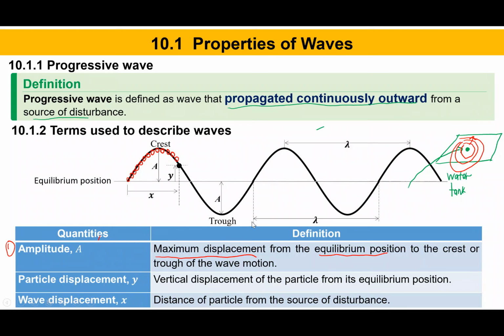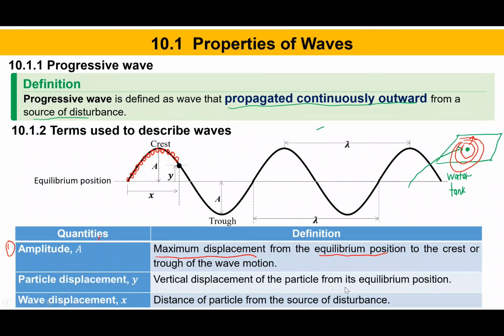So first kita tahu equilibrium position apa. Second kita tahu amplitude tu apa. Third kita ada crest. Crest adalah puncak yang berada di atas. Throw puncak berada di bawah. Okay, and then particle displacement kita denote ataupun label sebagai Y. So vertical displacement of the particle from its equilibrium position.